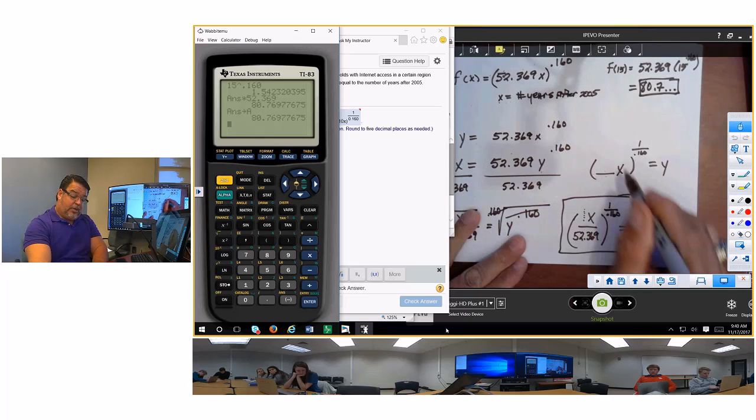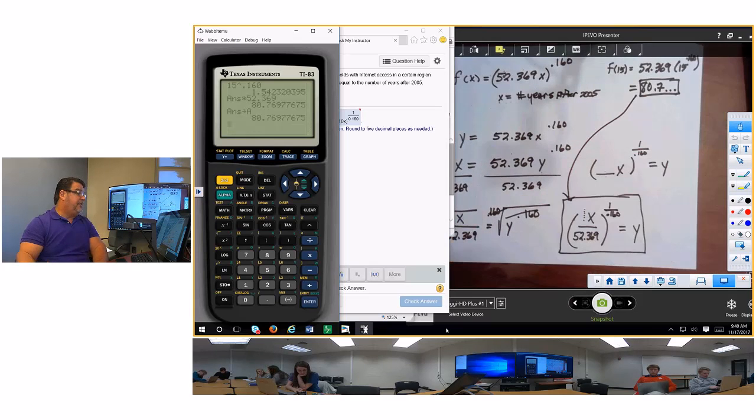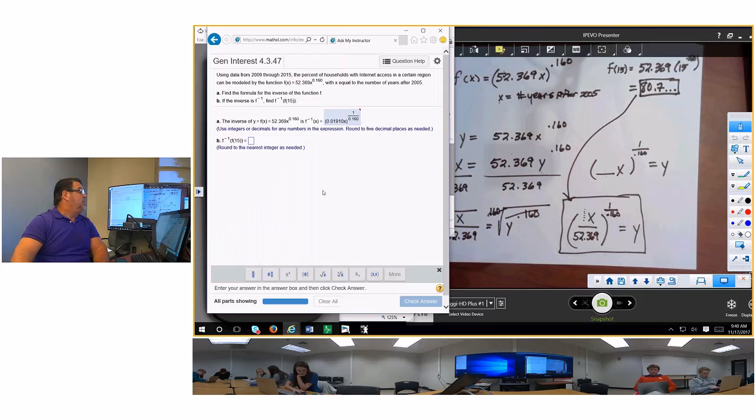Plug it into this one because that's what f of -1 parentheses f of 15 means. That f of 15 means that you plugged it into the original. Now that's what it means. Whether they want you to do that or not, I don't know, but that's what that means. So we're going to take that and plug it in.